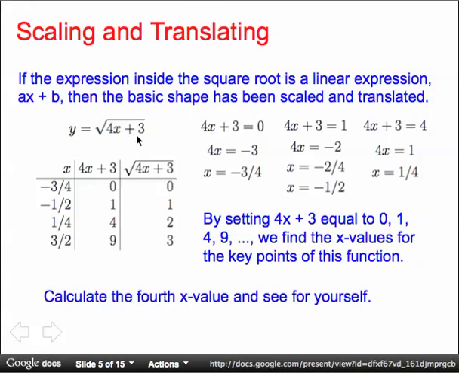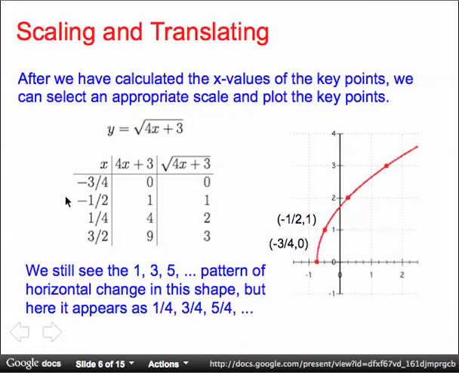If you have a linear argument, not just a simple translation, you can still use the same technique. You want to have the values 0, 1, 2, and 3. You need to insert 0, 1, 4, and 9 into the square root. But now you can find out what values of x produce the 0, 1, 4, and 9 by solving some linear equations. Calculate the fourth value yourself. But when you plot these, you see that you still have the 1, 3, 5 pattern, except now you're moving over 1/4, and then 3/4, and then 5/4, because of the 4 in front of the x. So these values in the x column are not random.